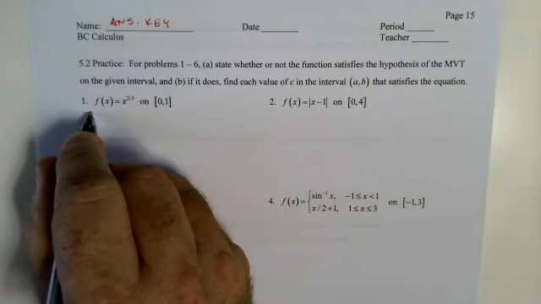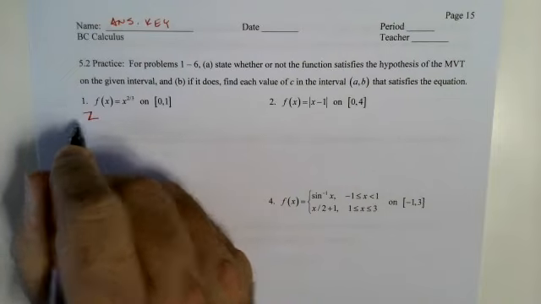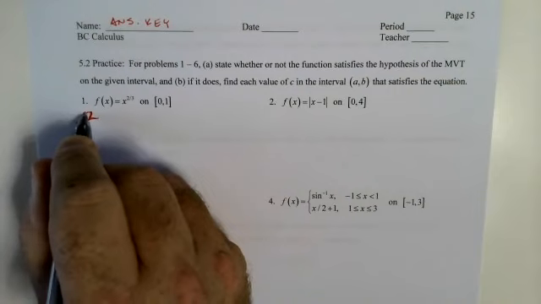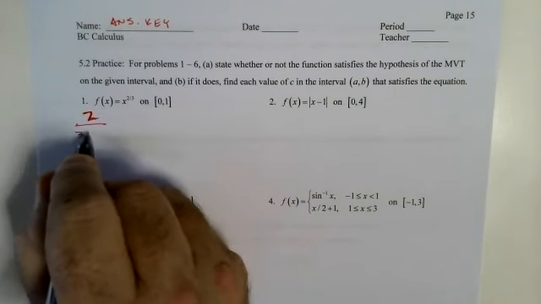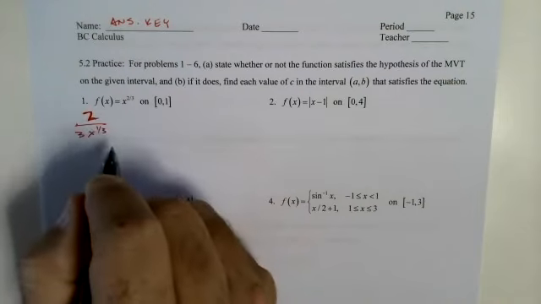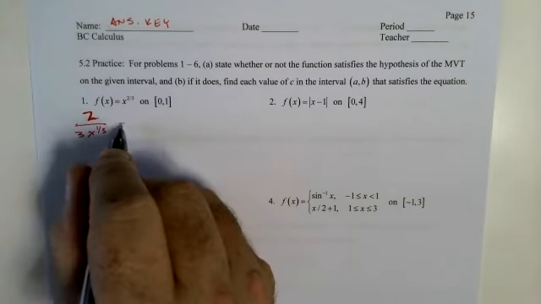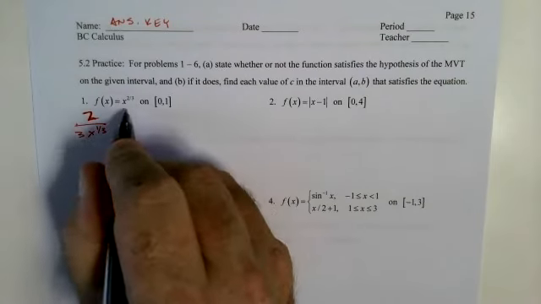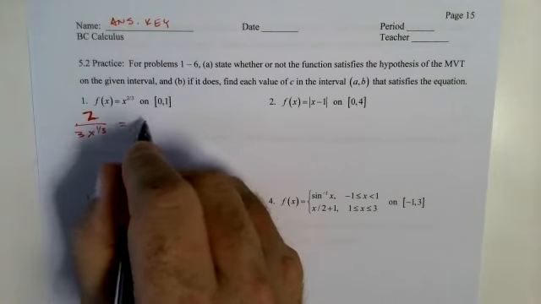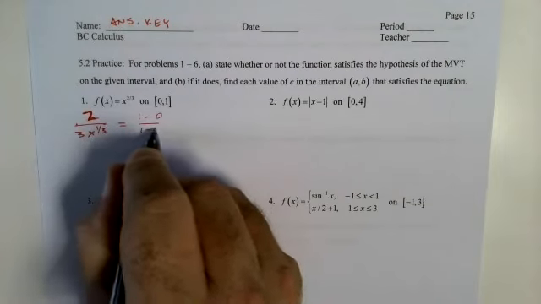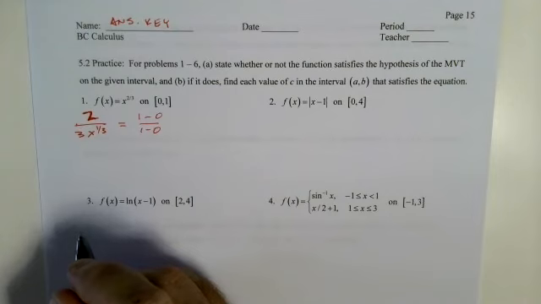2. Sorry about that. Looks an awful lot like a z. 2/3 x to the 1/3 on the bottom equals, plug in 1, we get out 1. So 1 minus 0 over 1 minus 0. Did not leave a lot of space.